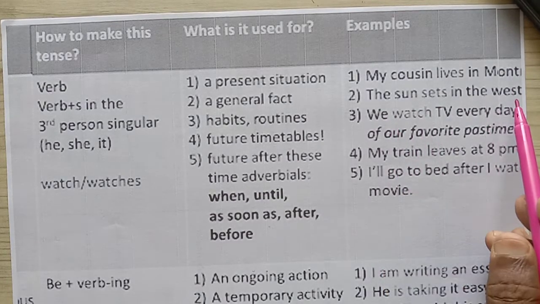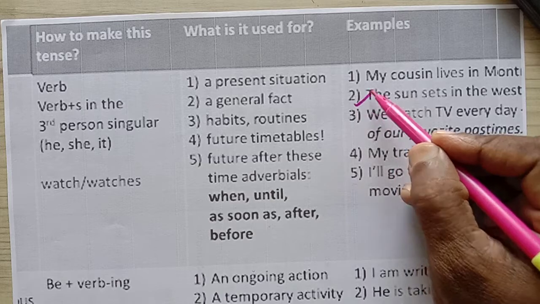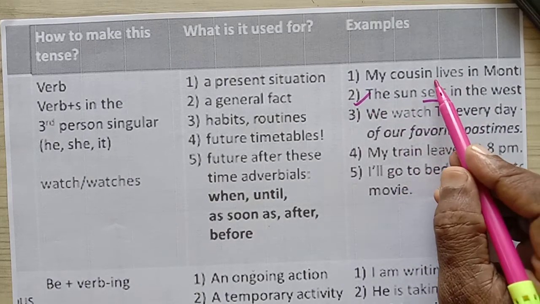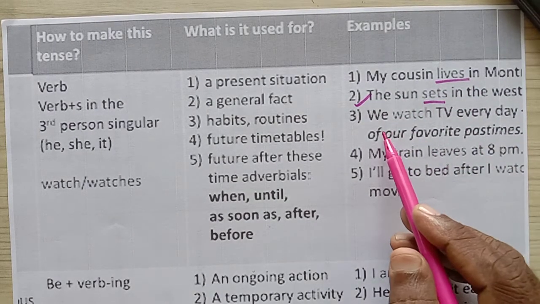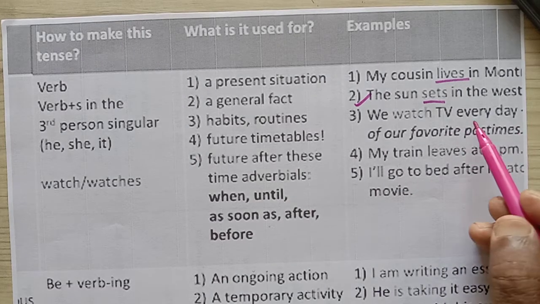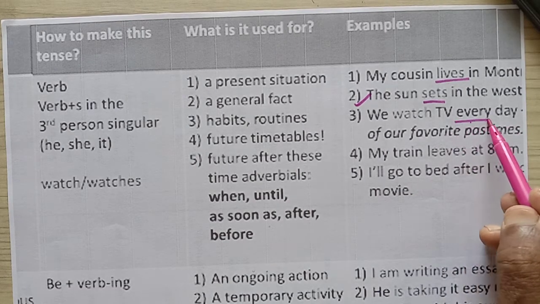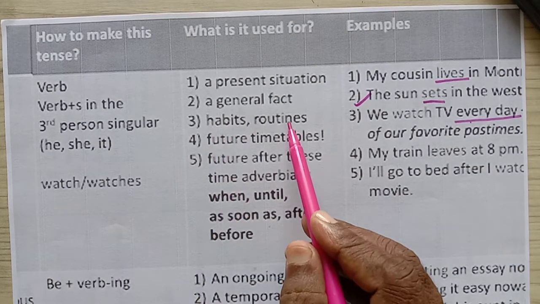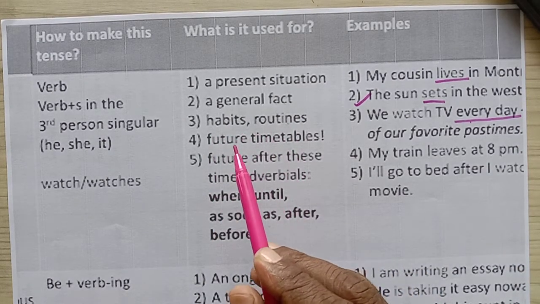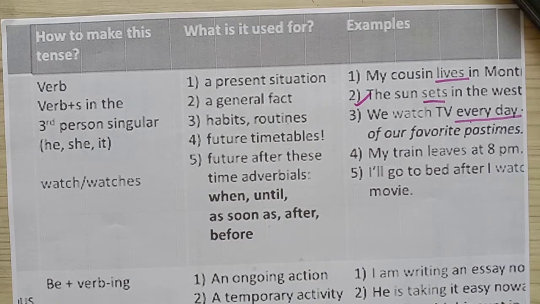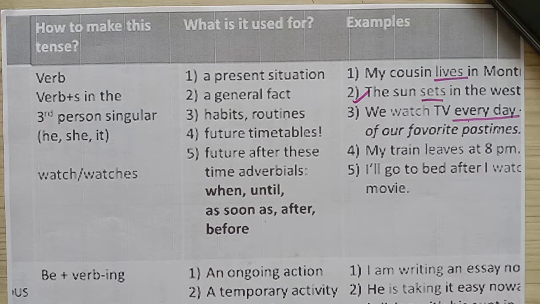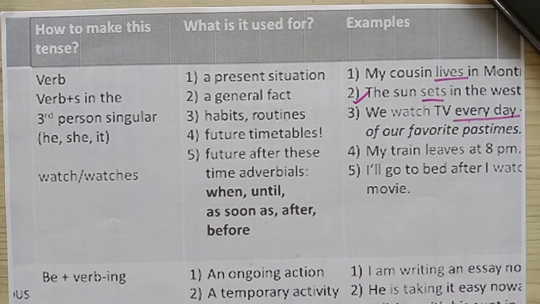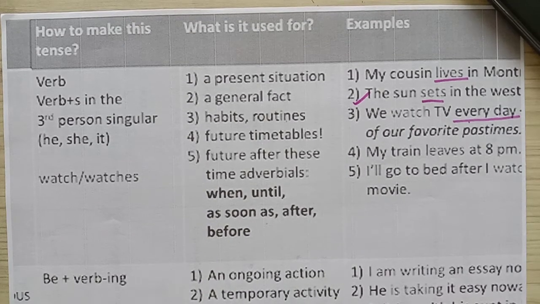The sun sets in the west. Try to understand: lives, sets. We watch TV every day. Since the action is taking place every day, this is called a habitual action. See, habits, routines, like this. Students, without these tenses, your question paper will be incomplete. Remember that.